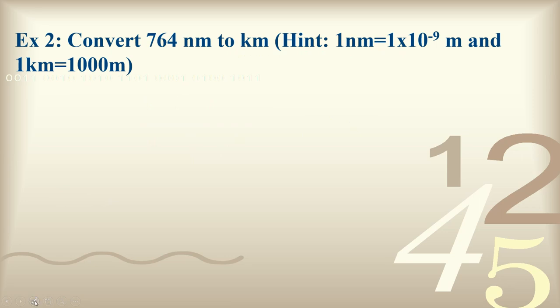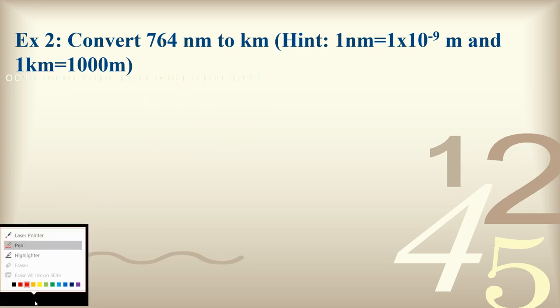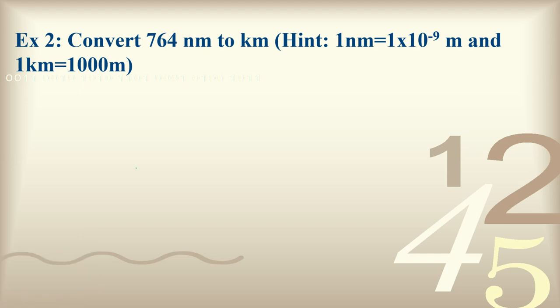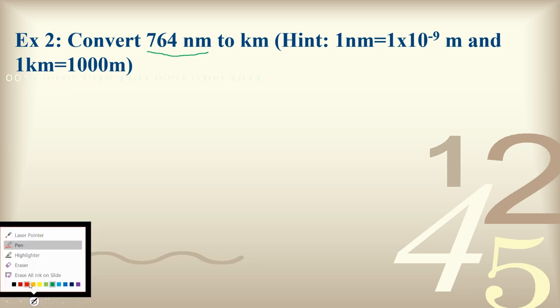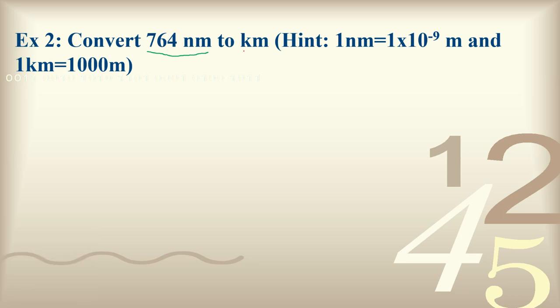So we want to convert 764 nanometers to kilometers. So our given this time is the 764 nanometers. Our goal is to convert that into kilometers. And so I've given you the 2 conversion factors here that you are going to need in order to do that, since you probably don't know those off the top of your head. So here's our train tracks.